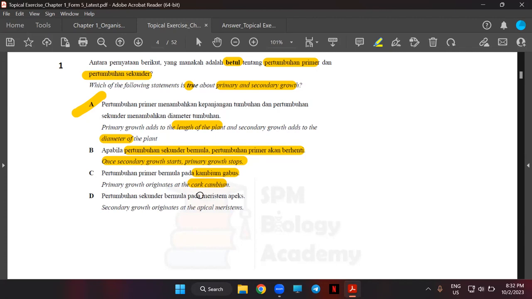Pertumbuhan sekunder bermula pada meristem apeks, salah. Pertumbuhan sekunder bermula pada meristem lateral. Secondary growth originates at the lateral meristem, bukannya apical meristem. So, D pun salah. So, jawapannya adalah A. I can see a chat. Oh, yes. Okay, right. So, jawapan nombor 1 ialah A. Okay.